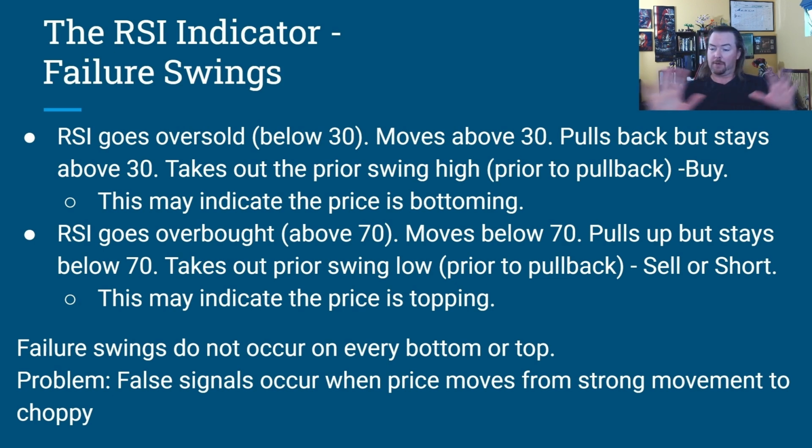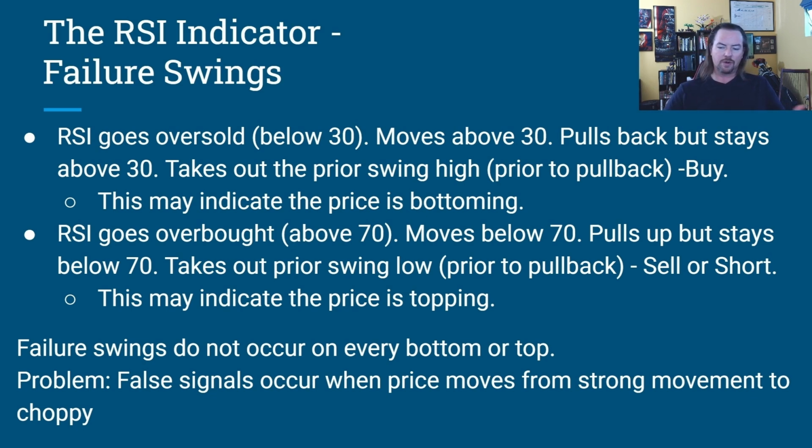Again, I am not endorsing any of these methods. I'm simply telling you what is out there and how you can look for them, and then you can verify them for yourself and see if you want to trade them. And the opposite would be the RSI goes overbought. It goes above 70, drops back below. On its next move up, it stays below 70 and then starts rolling over. And the shorting point would be when it drops below that last little low on the last pullback on the RSI. So we'll look at a couple examples.